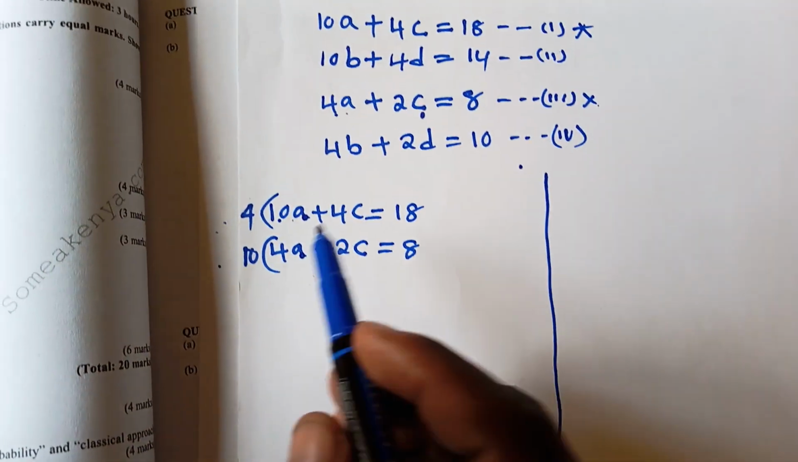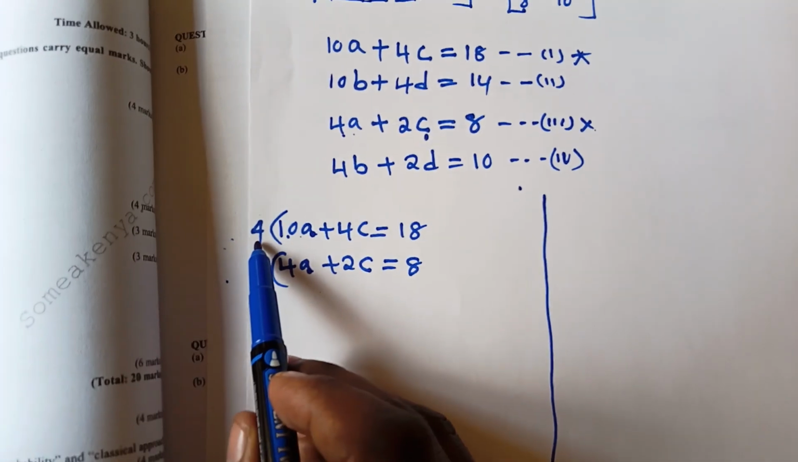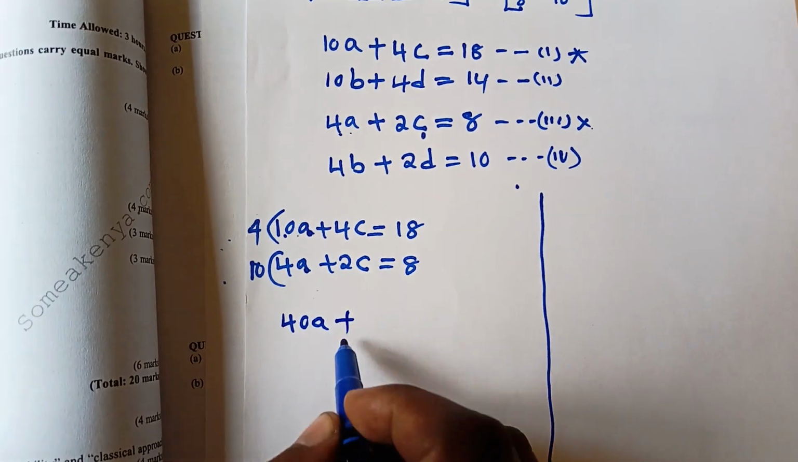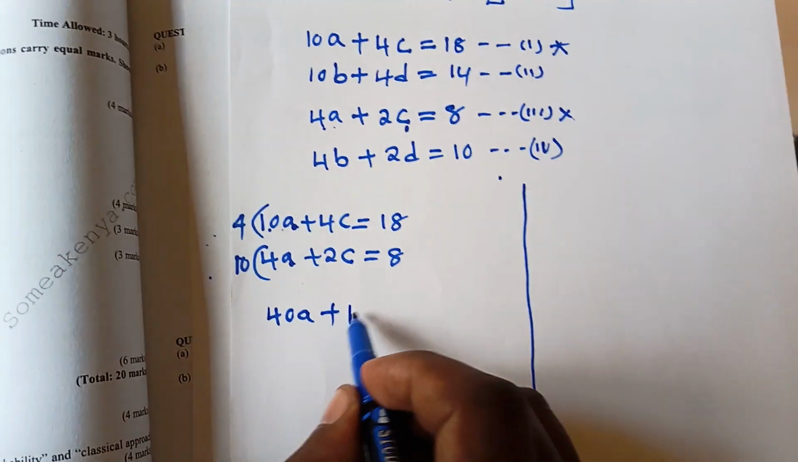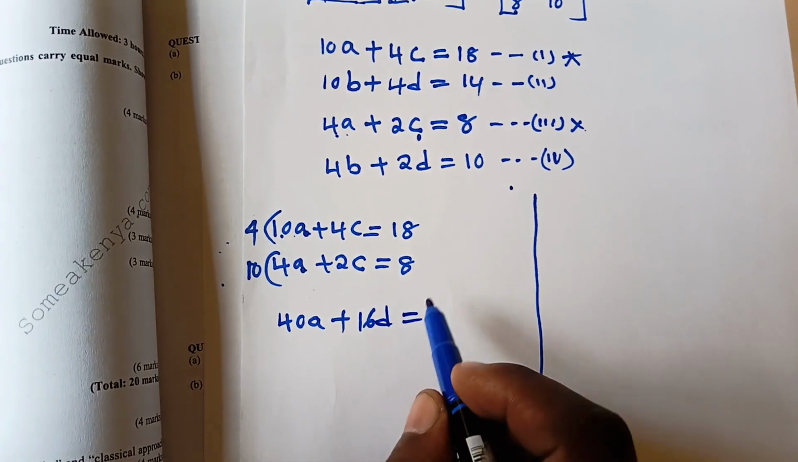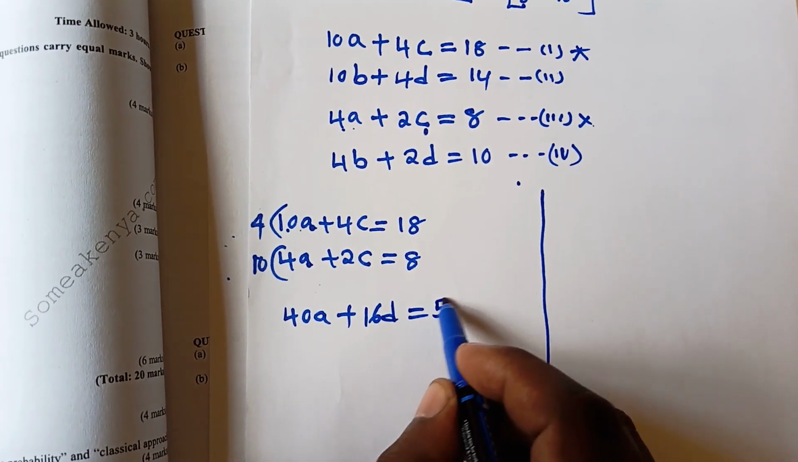So then from there, you take 4, you multiply all the elements on the first row with 4. So you have 4 times 10, that is 40A. You add 4 times 4, that is 16C. You equate it to 4 times 18, which is supposed to give you 56.